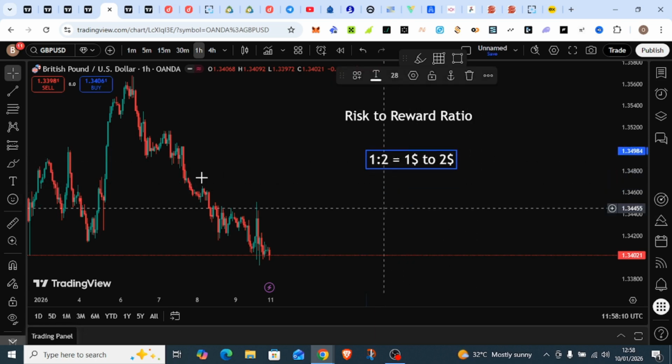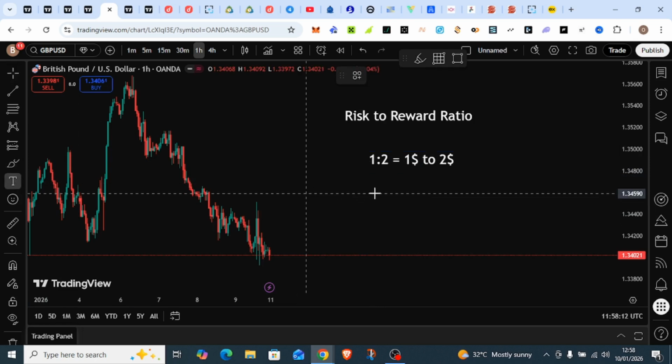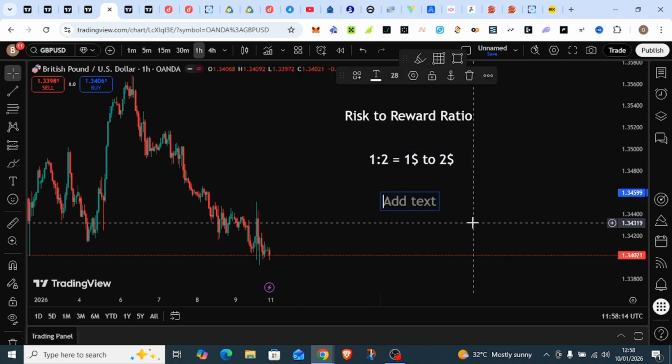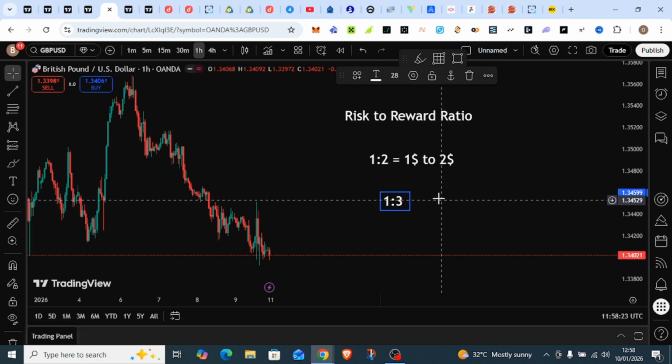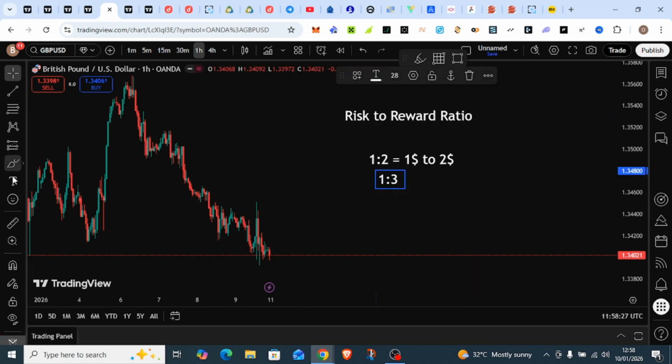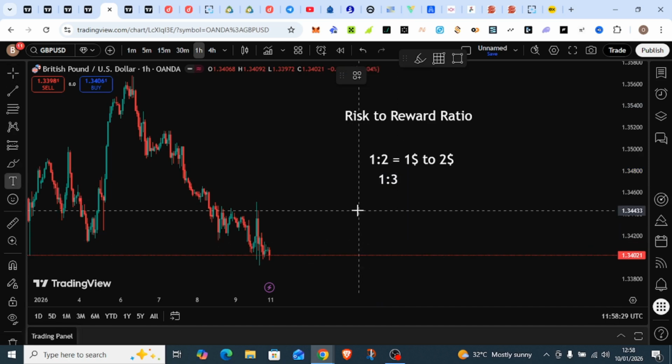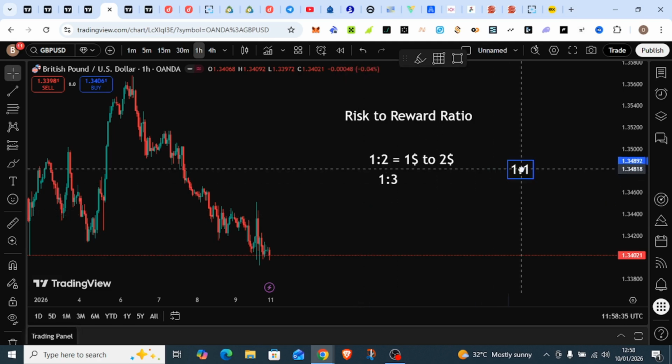Let's try another one. If you have 1:3, it means you are risking $1 to make $3. If you have 1:1, let's write it. 1:1. It means you are risking $1 to make $1.